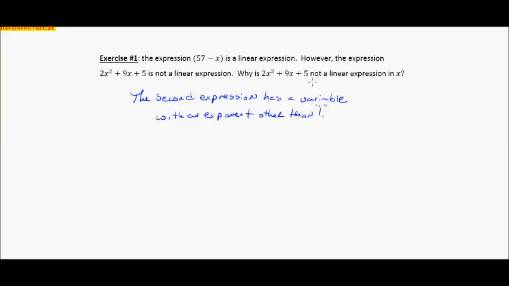But if I were to graph this one, say I turn it into 2x squared plus 9x plus 5 equals y, then I'm going to get actually a parabola. It's going to be a shape that looks like a big U. But we don't have to get that complicated right now. So let me turn this one off.